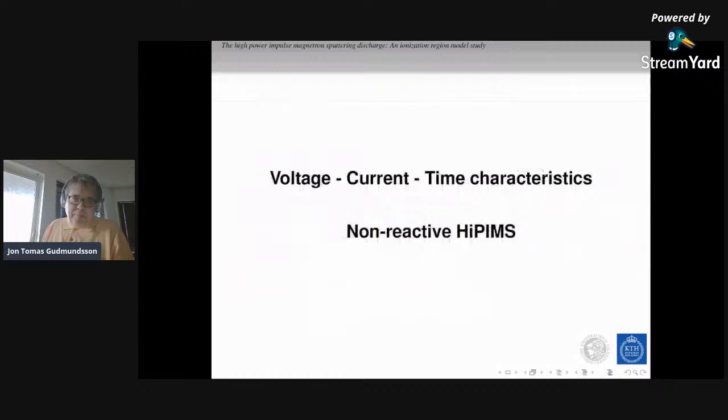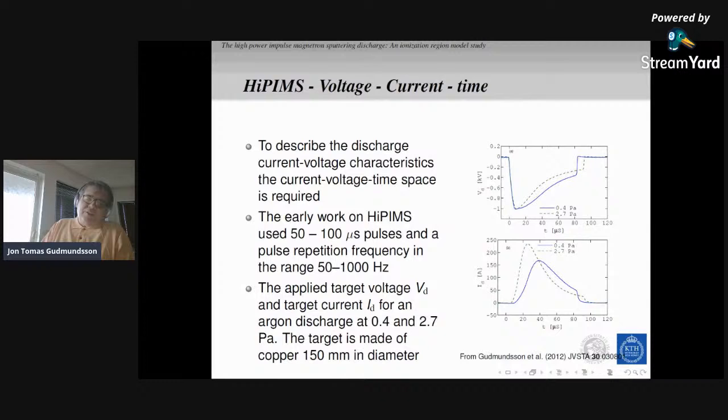So in order to understand why this is so, we developed the ionization region model. And before I start to discuss this, we should look at the voltage current time characteristics of the HiPIMS discharge. So to describe this current voltage relation, we need to really look at current voltage time space. So here, the top figure shows the voltage and the lower figure shows the current.